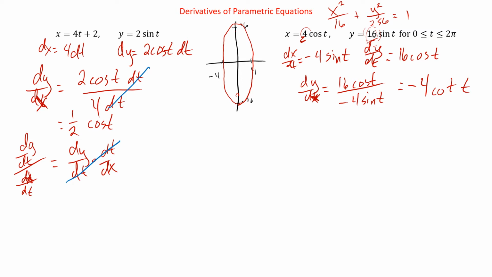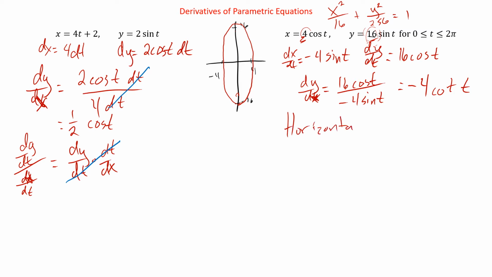Now, one of the things it'll ask is when will there be horizontal or vertical asymptotes? Now, a horizontal asymptote is when the slope equals 0, if you remember back from the beginning of the year, and a vertical asymptote is when the slope is undefined. So, in cotangent, which is cosine over sine, when does it equal 0? It equals 0 when cosine equals 0.